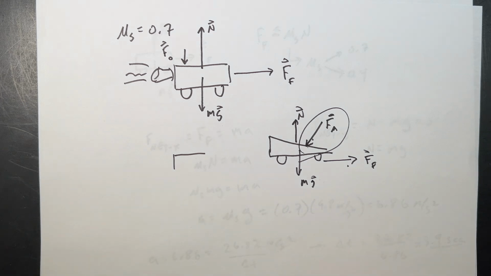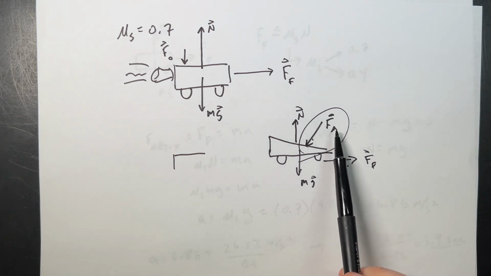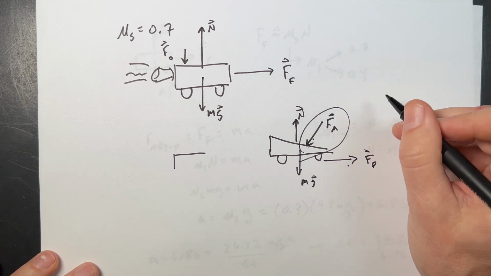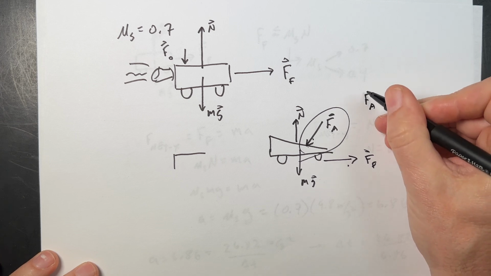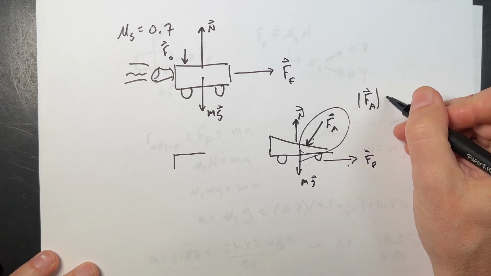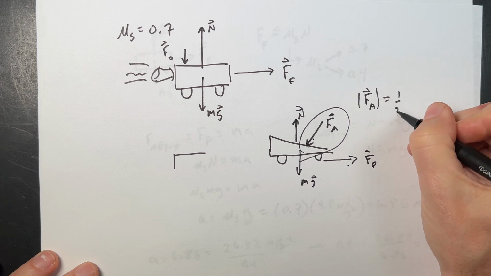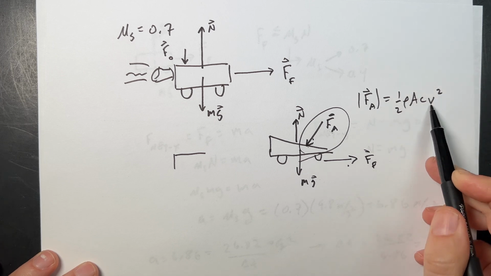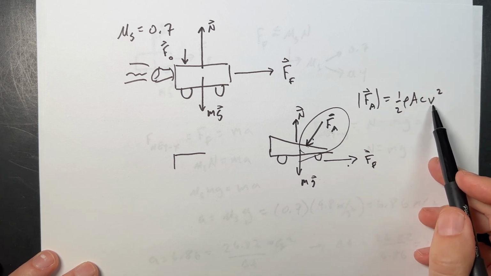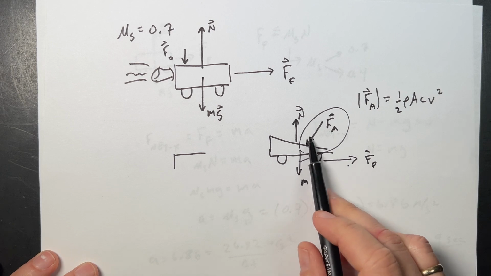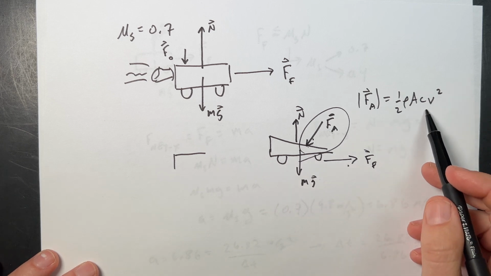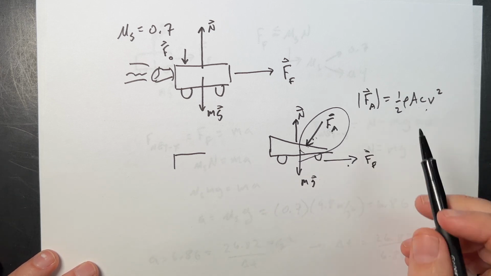But on top of that, this force would be dependent on the magnitude of this. We could say the magnitude of the air force is equal to 1/2 rho A C v squared, where v is the velocity. So at the beginning, you're not going to have that acceleration. You're not going to be able to do this because you're not moving and there's no air pushing down on it. The magnitude of this depends on the velocity.